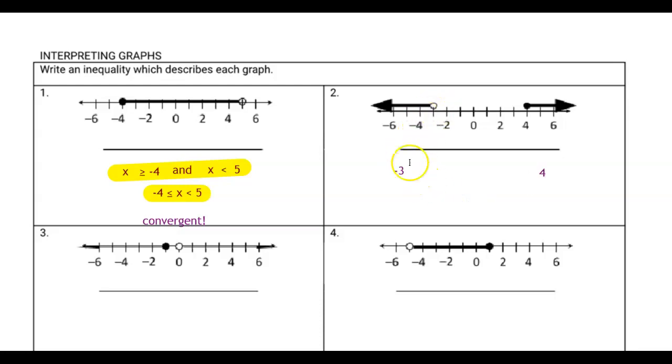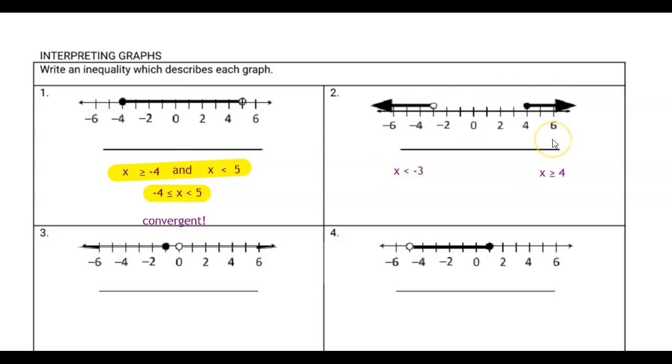Again, we're writing down the two numbers that have been compared, the -3 and the 4. It looks like I'm shading downwards from the -3, so I'm going to say x is less than -3. And then it looks like it's going upwards from the 4, so I'm going to say x is greater than 4. And now we have to tell whether there's an equal to or not. Here it's an open circle, so there's no equal to. Here it's a closed circle, so I'm going to say x is greater than or equal to 4. So now I have x is less than -3, x is greater than or equal to 4.